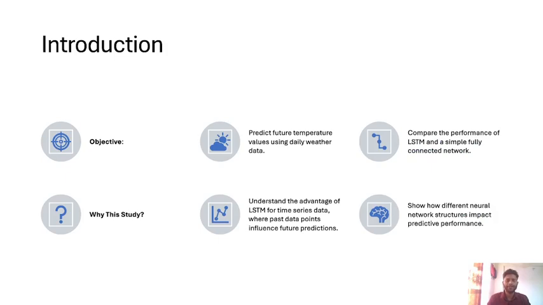Objective: predict future temperature values using daily weather data. Compare the performance of LSTM and a simple fully connected network. Why this study? Understand the advantage of LSTM for time series data, where past data points influence future predictions. Show how different neural network structures impact predictive performance.